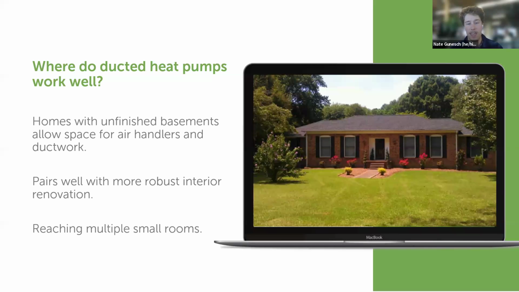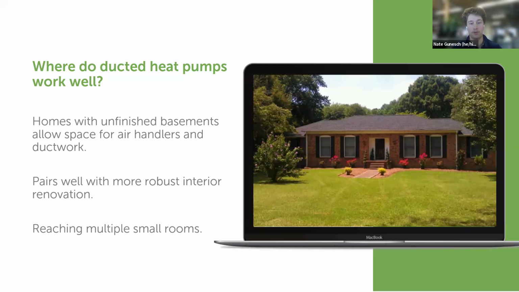So even if you didn't already have a ducted system, or even if you did and it wasn't quite right for a ducted heat pump, having an unfinished basement on a single story house gives you a great opportunity for a ducted heat pump. This also pairs well with more robust interior renovation.